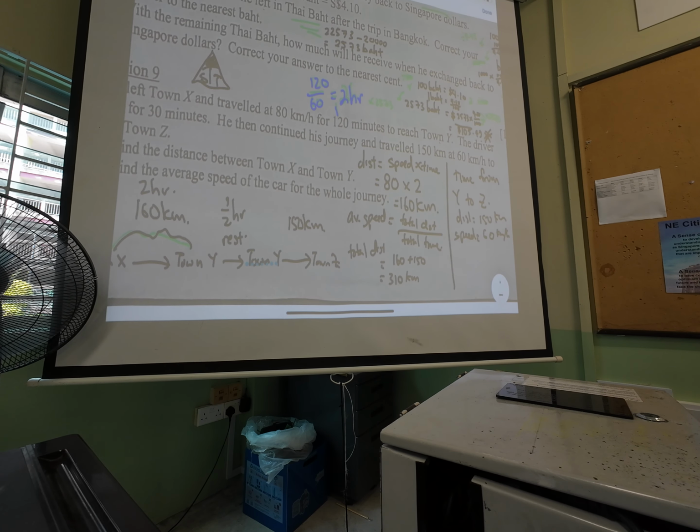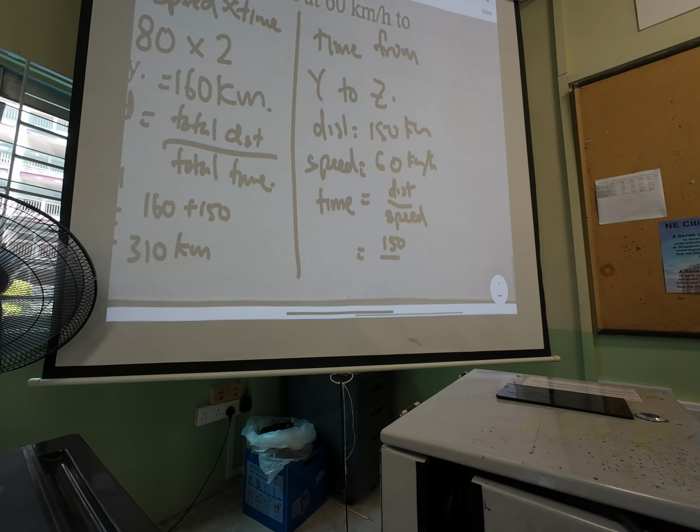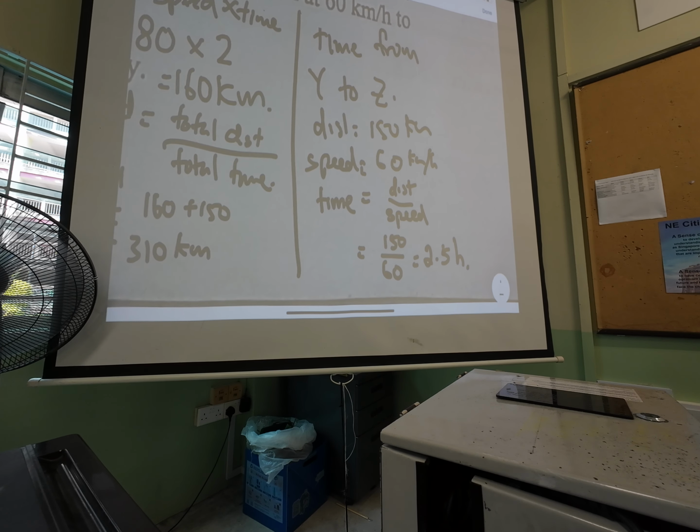I go back to my DST. Time will be equals to distance divided by speed. So equals to 150 divided by 60 equals to 2.5 hours. Okay? Once I find this last part, then I can find my average speed already.